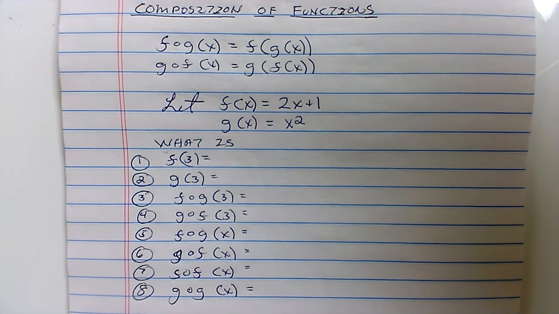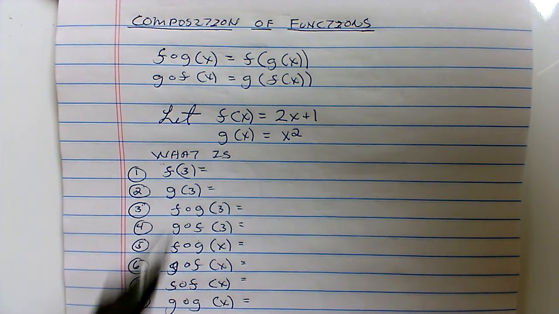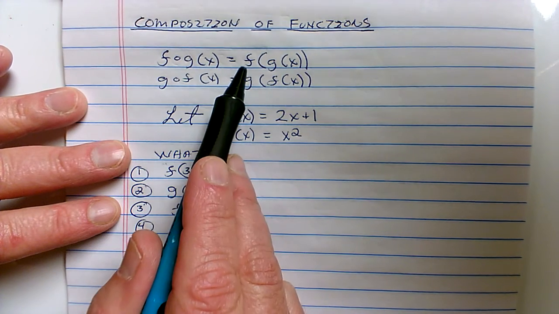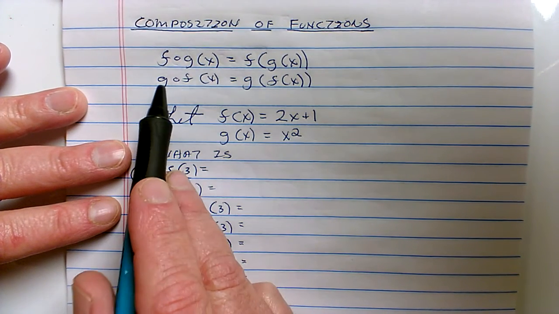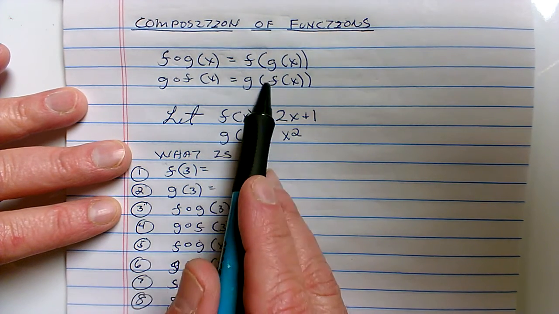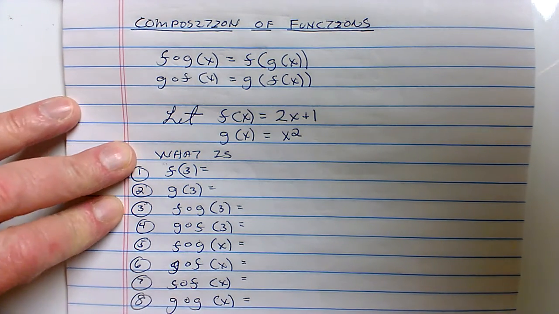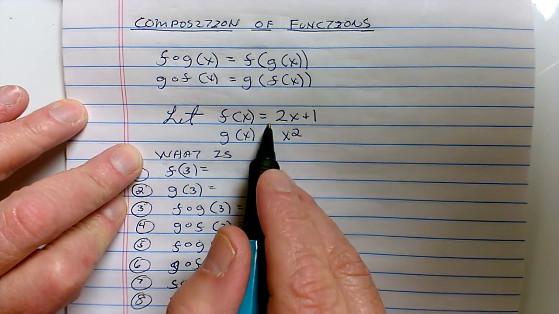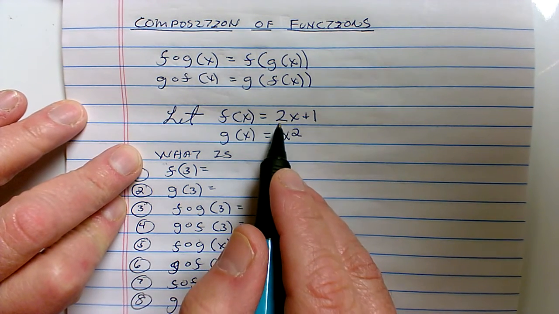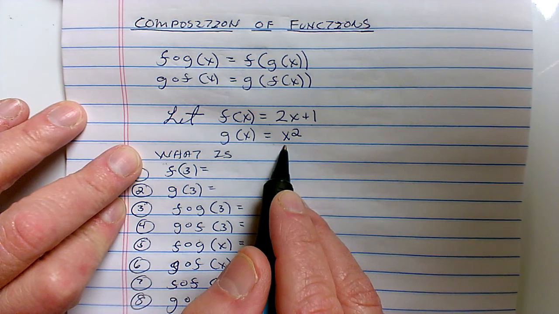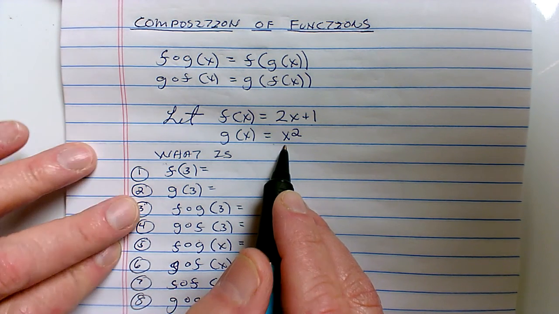We're going to look at composition of functions. We've said that f circle g of x means we're taking f of g of x, and g circle f of x says we're taking g of f of x. Let's make up two functions here. F of x is going to be a linear function that says 2x plus 1. G of x is this squaring function.